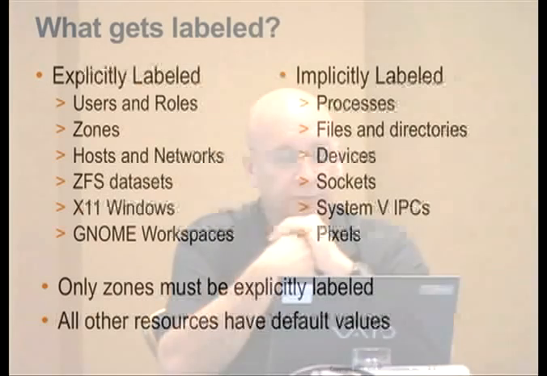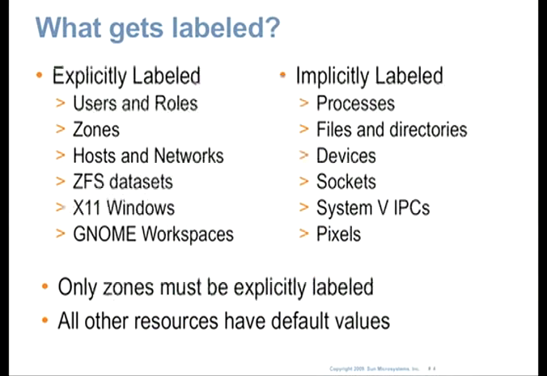So here's an example of what gets labeled. This is on slide 4. We explicitly can associate labels administratively with users and roles, that is clearances or label ranges for those users, and we also must associate labels with zones, and they're unique labels, one label per zone. We can also associate labels with hosts and networks. ZFS datasets can be labeled, and X11 windows are labeled.